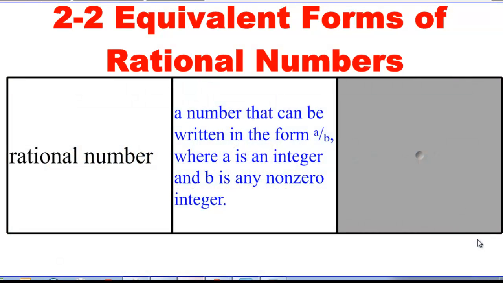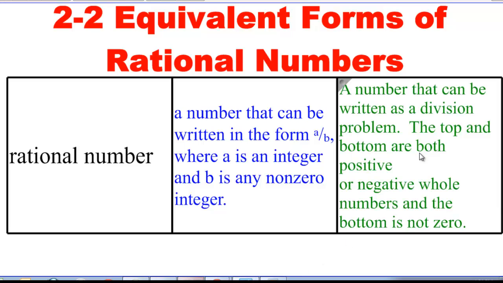So you might be asking yourself, when you look at the title of this video, what the heck is a rational number? A rational number is just a fancy name for a number that can be written in the form a over b, where a is an integer and b is any non-zero integer. Well, I hope that cleared everything up. We're going to put that in even simpler terms.